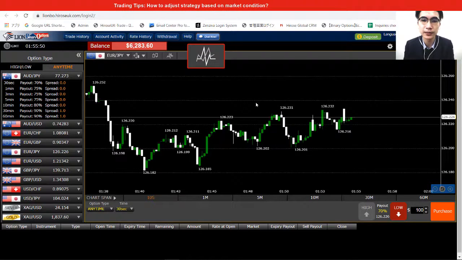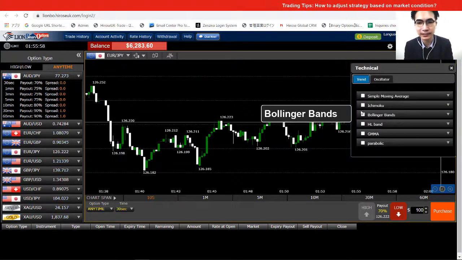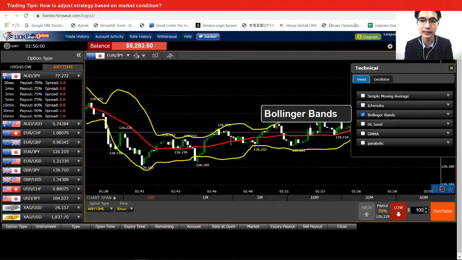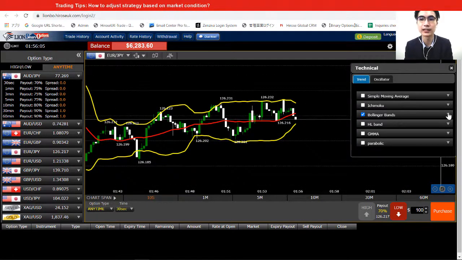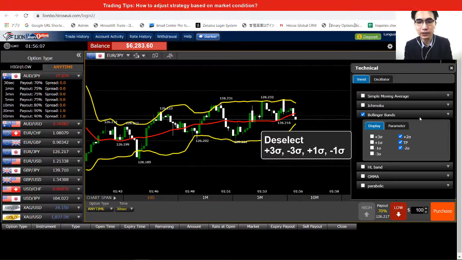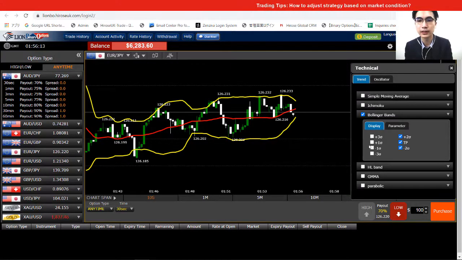So go to technical indicator. Just that button right there. Click on it. Okay, so we'll select the Bollinger Bands. Tick on Bollinger Bands, and then we'll open the drop down for Bollinger Bands. Now we'll just need to deselect all the lines on the left and then keep the one on the right. And the parameter for Bollinger Band is on default.